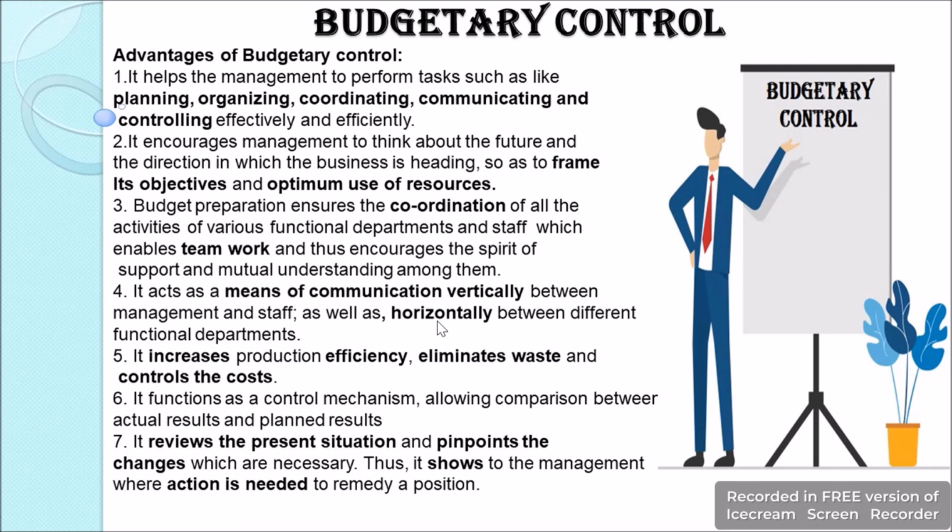If we see top-down budget, there will be a vertical communication. When there is bottom-up type of budget, then it leads to horizontal communication between different functional departments. So this helps them to have a better communication, two-way communication in the organization. Then it also increases the productivity, efficiency, eliminates the waste and controls the cost. And this acts as a controlling mechanism so that it can be used to compare between the actual results and the planned results.